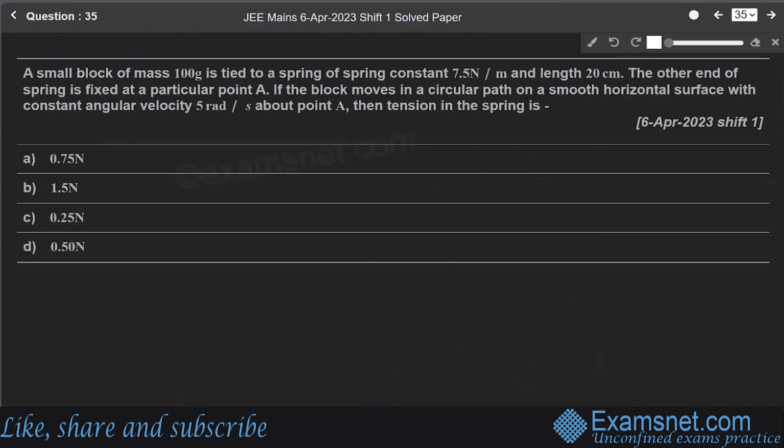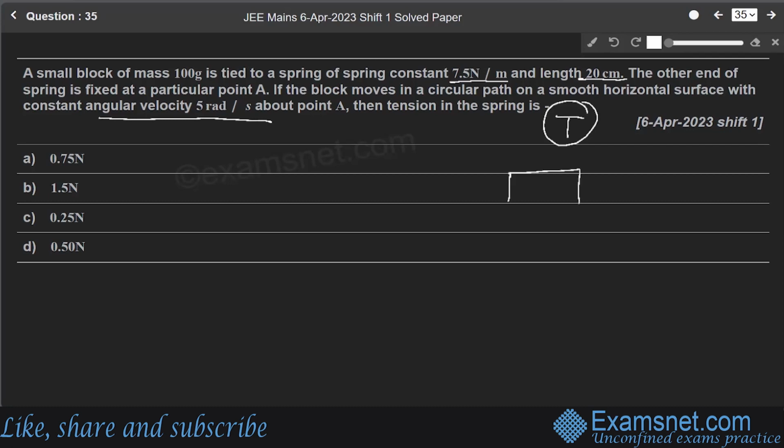Now the next question is question number 35. A small block of mass 100 gram is tied to a spring of spring constant 7.5 newton per meter and length 20 centimeter. The other end of the spring is fixed at a particular point A. If the block moves in a circular motion on a smooth horizontal surface with constant angular velocity 5 radian per second, the tension in the spring is, so we have to find the value of T, that is tension.